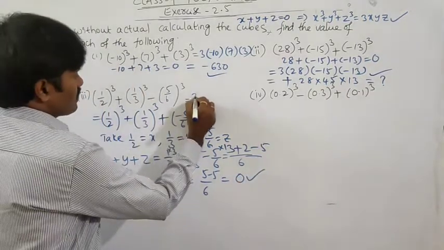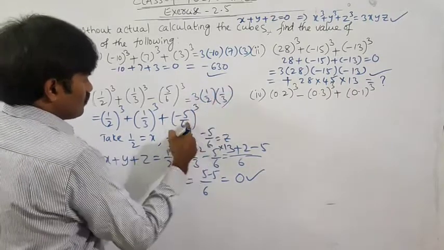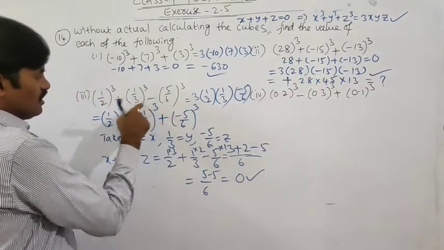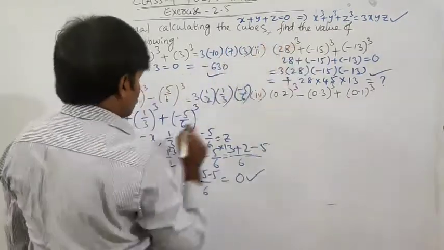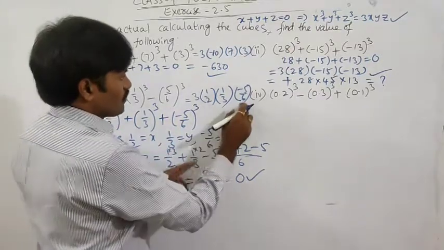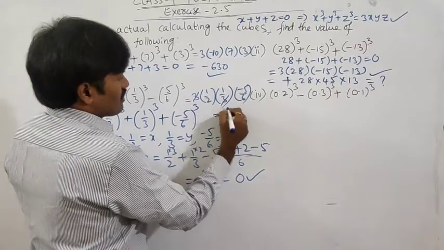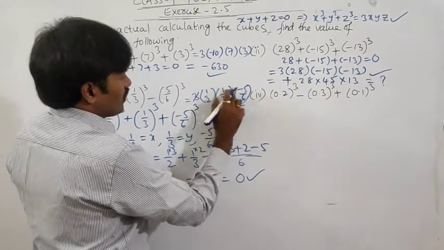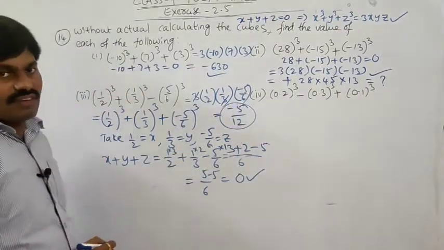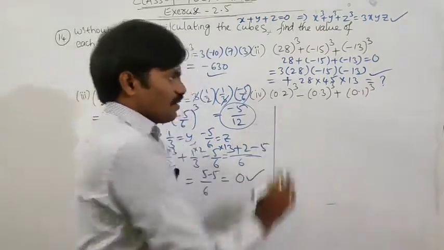Then the final answer is 3 into 1 by 2 into 1 by 3 into minus 5 by 6, not plus 5 by 6, because the formula is x cube plus y cube plus z cube, where x is equal to 1 by 2, y is equal to 1 by 3, z is equal to minus 5 by 6. Now simplify, the 3s get cancelled. The final answer is minus 5 by 1 into 1 into minus 5 by 2 into 6, 12. So minus 5 by 12 is the answer. Is it clear? So similarly, we have to solve this problem.